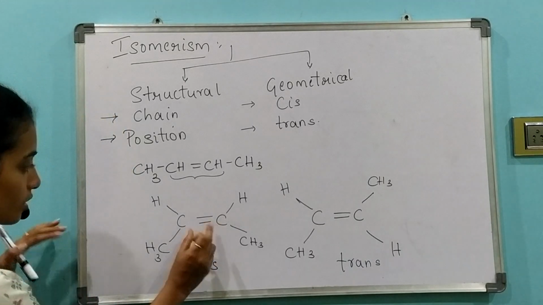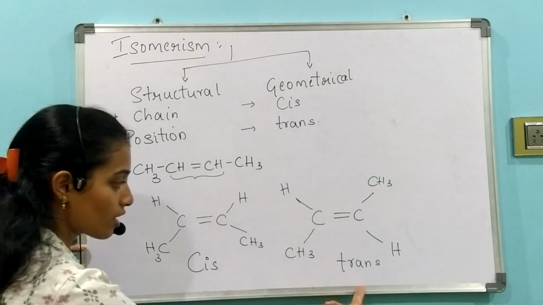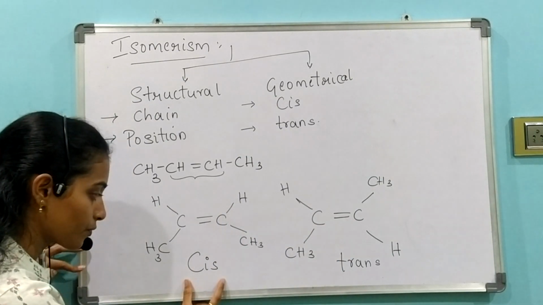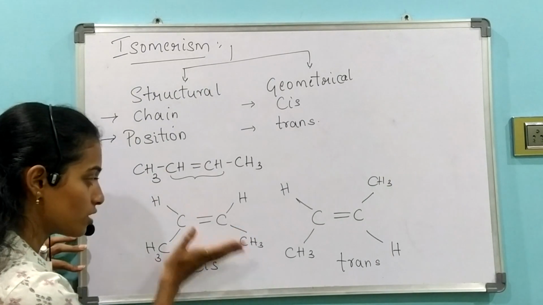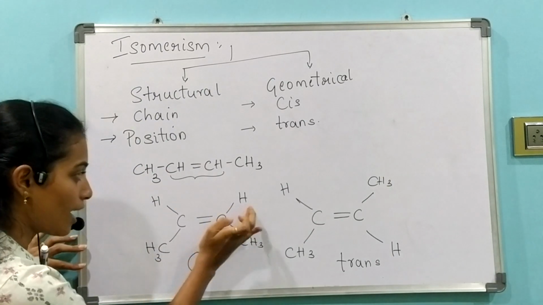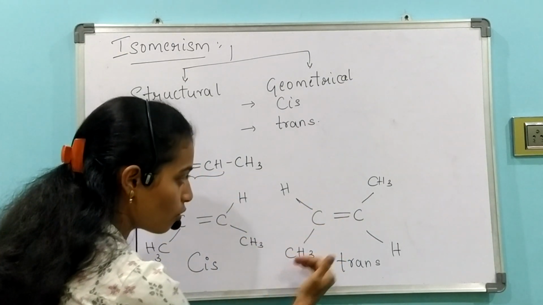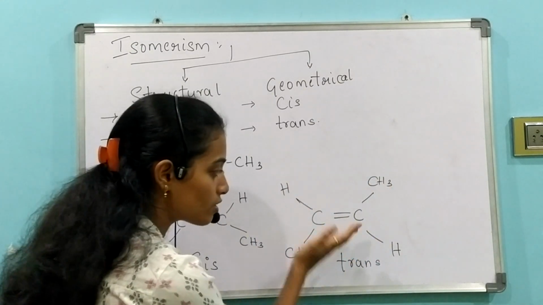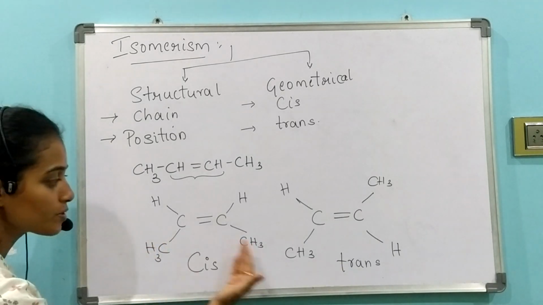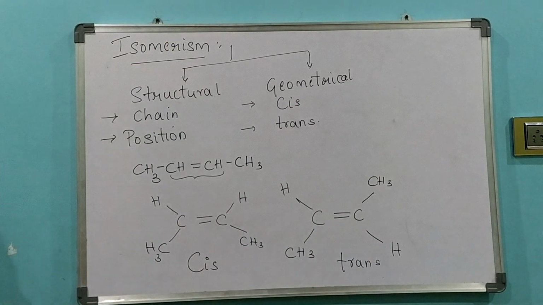What is it? The arrangement across this double bond will be different for cis and trans. If it is cis, the same groups will be on the same side. CH3, CH3 below the carbon-carbon double bond, hydrogen, hydrogen above. But here if you observe, one CH3 is below and one CH3 is above. Different groups are present on the same side. Similar groups present on the same side. Cis and trans. These are the two geometrical isomers we have to study.